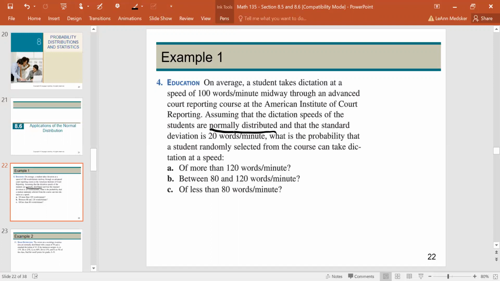So this first one is a normally distributed one, so it's already a bell curve, essentially. It says, on average, a student takes dictation at a speed of 100 words per minute. So that's our mean. That's through an advanced court reporting course at the American Institute of Court Reporting, assuming that the dictation speeds of the students are normal and the standard deviation is 20. So we also need that. What is the probability that a student randomly selected from the course can take dictation at a speed of more than 120 words per minute?